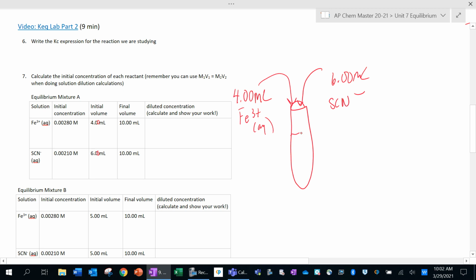But notice that when we mix them together, they get diluted in the process of mixing. In order to figure out what the initial concentration of our reactants are, we have to do a little dilution calculation. When you combine them together, the new volume is 10 milliliters, since 4 plus 6 is 10. We need to figure out what the concentration of iron is in the actual reaction mixture, because it's not actually going to be 0.0028.